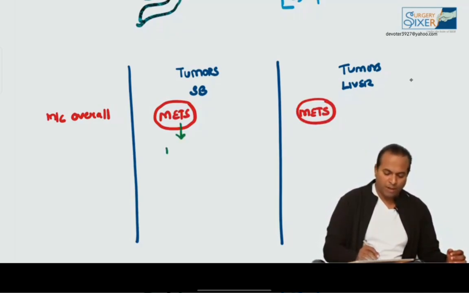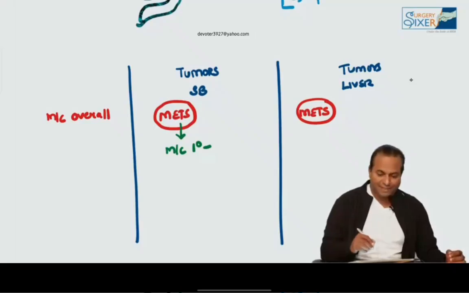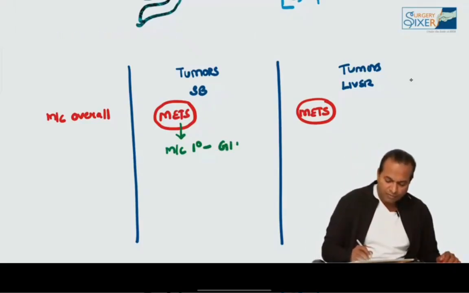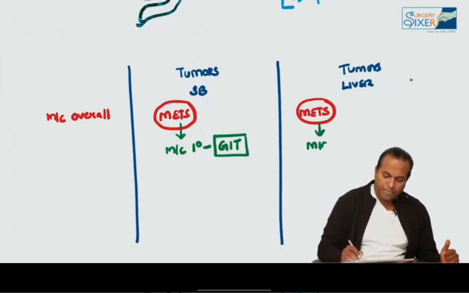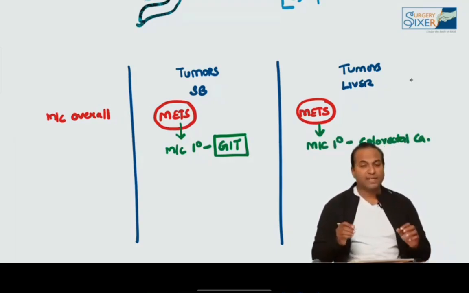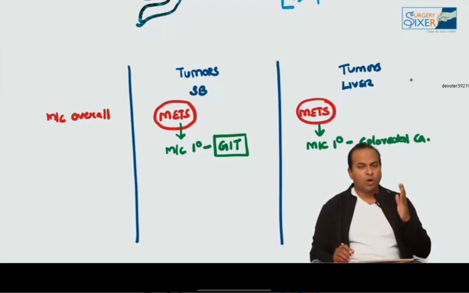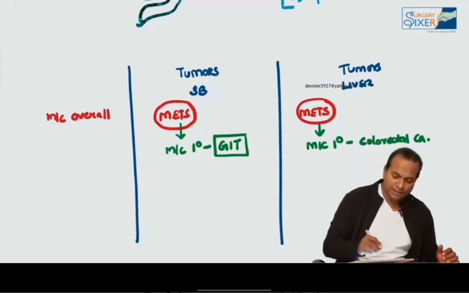The most common primary to produce small bowel METS is from GIT. From the GIT only, the primary comes to the small bowel. And the most common primary to the liver is from colorectal cancers. Colorectal cancers produce liver METS most commonly. So please remember, this is directly an MCQ. Most common primary for liver secondary is colorectal. Please don't forget that point.